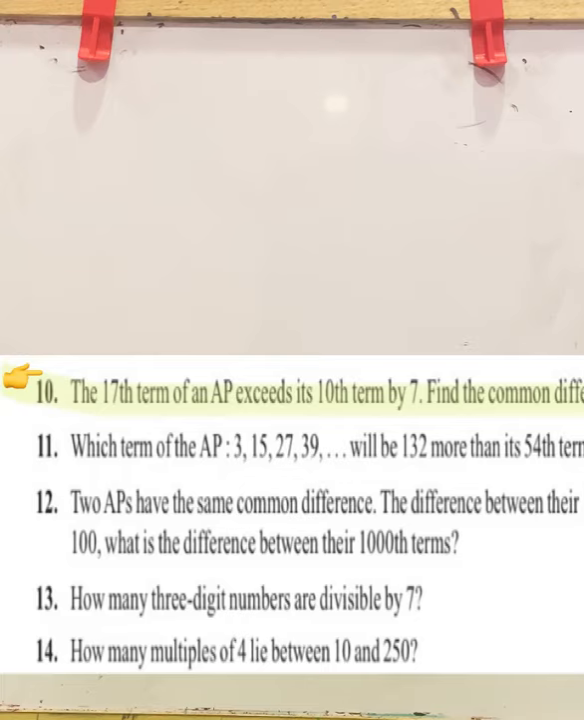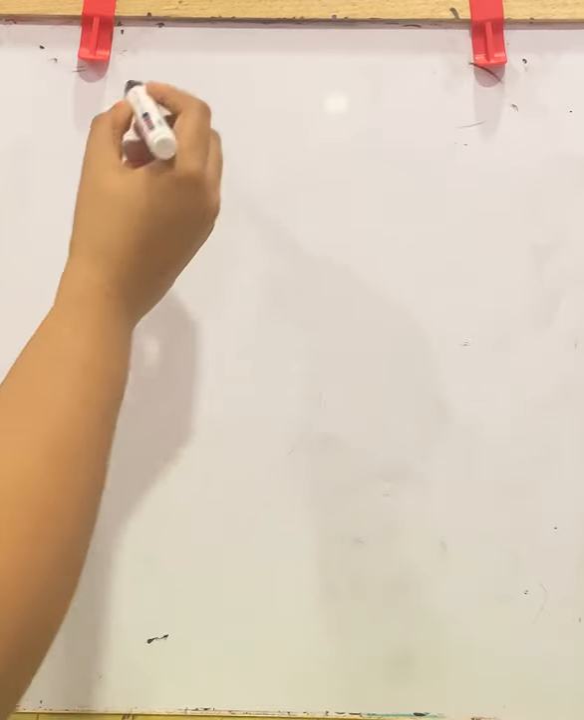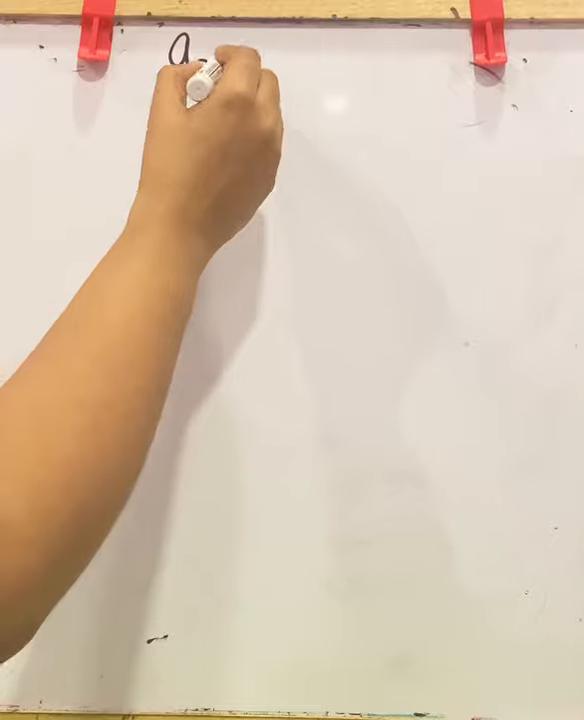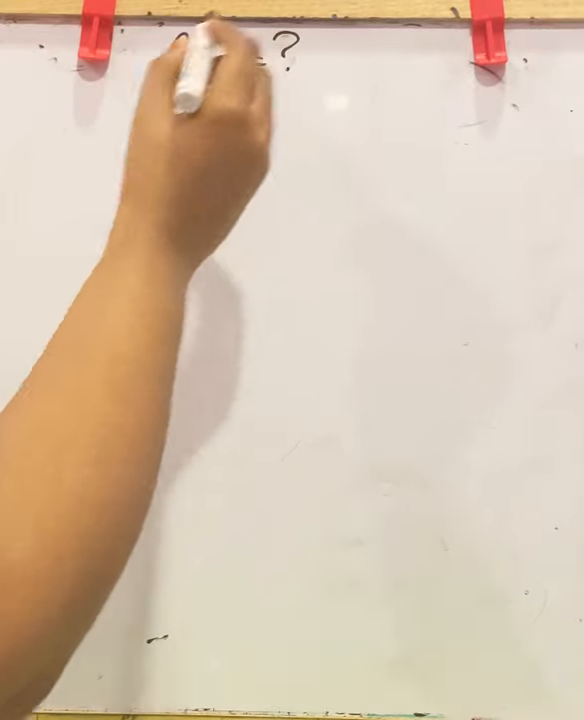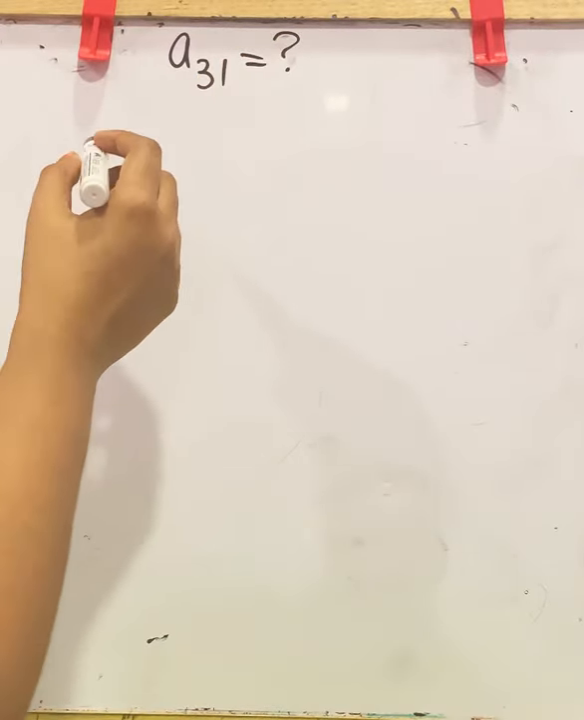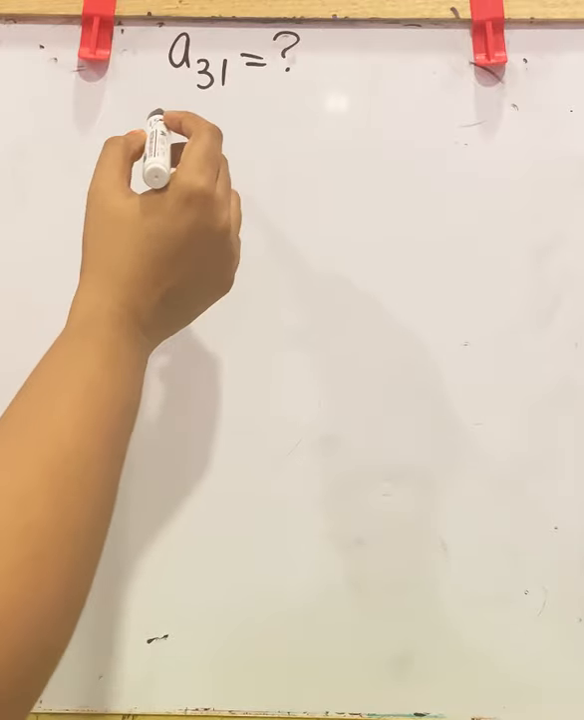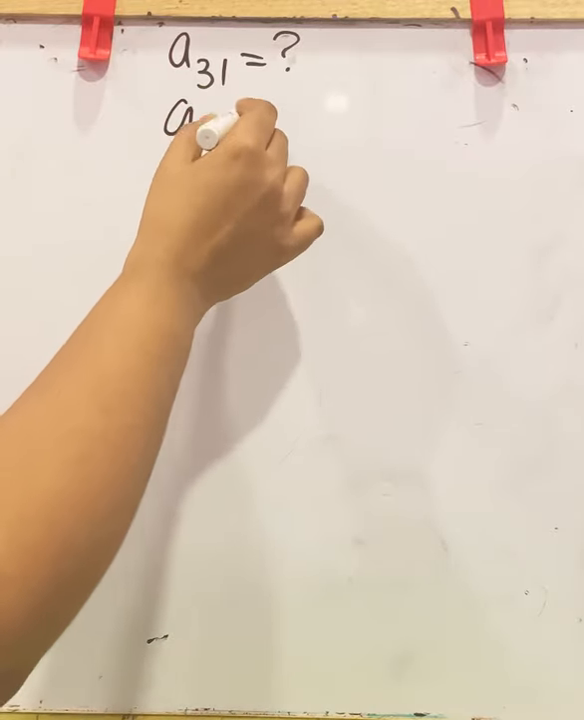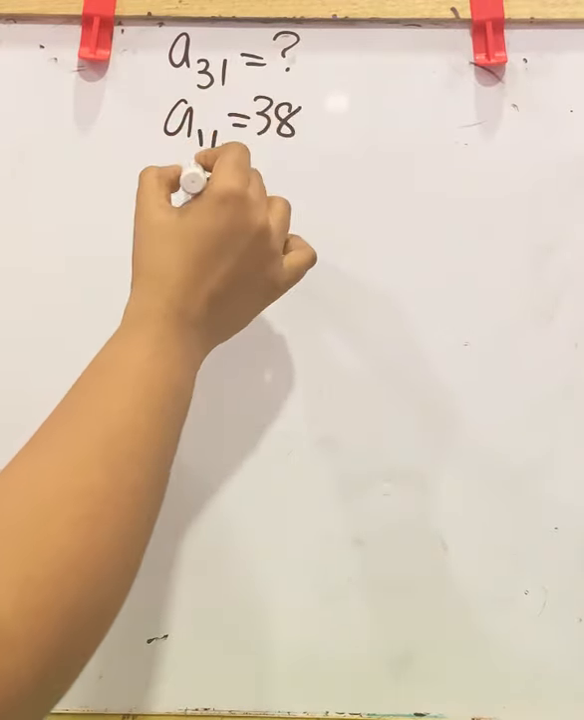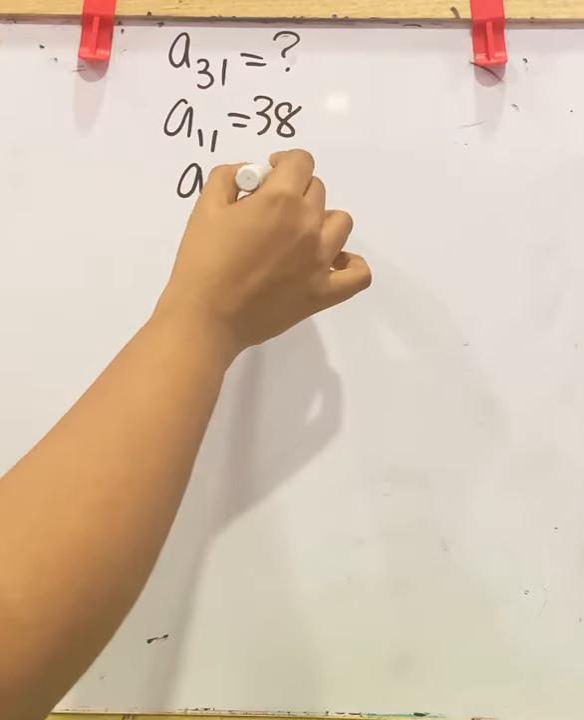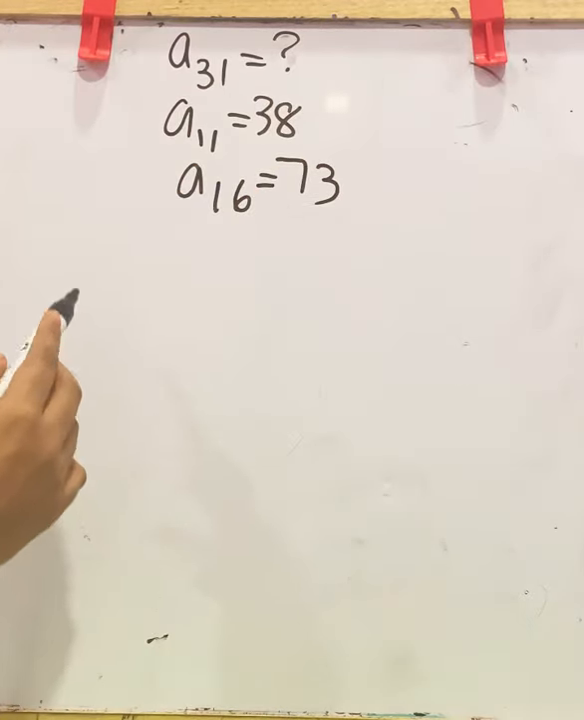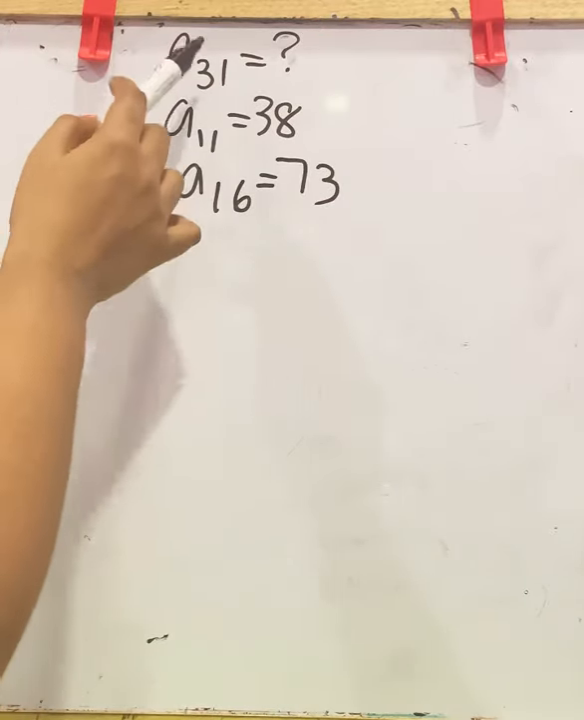Find the 31st term of an AP whose 11th term is 38 and 16th term is 73. Here we have to find A31. That is not given in the question, but we have some other information here. That is A11 equal to 38 and A16 equal to 73. These are the hints given in the question. From this we have to find A31.